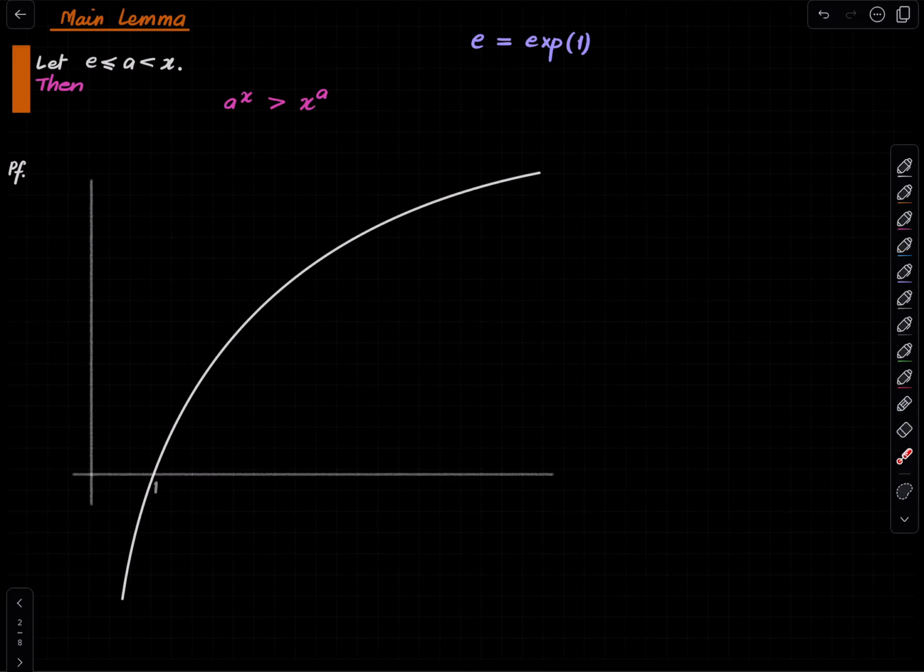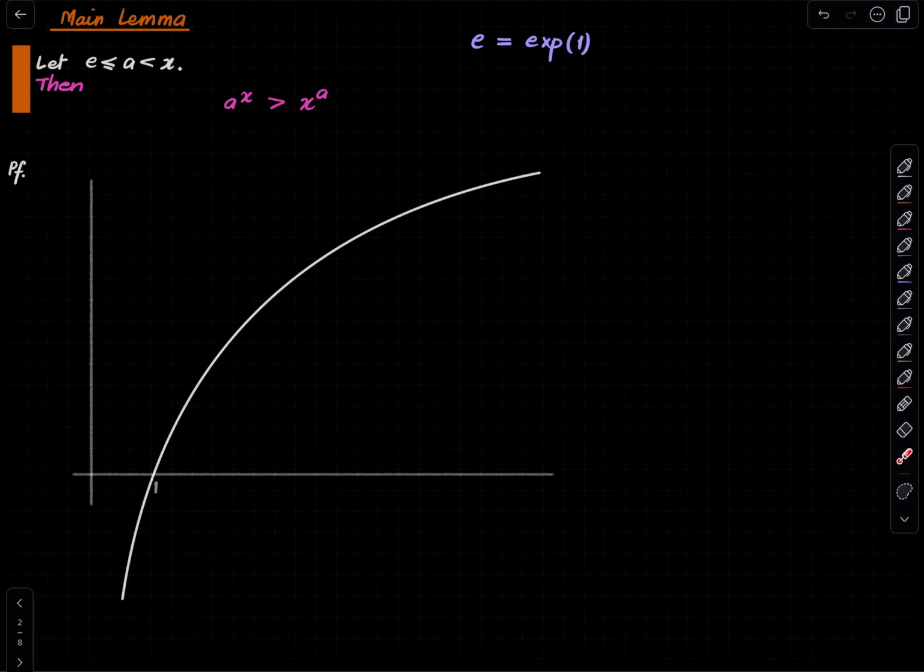Here is our main lemma. This is what we want to discuss. Suppose Euler's number, which is the exponential of 1, is at most a and a is strictly less than x. If this happens, then we want to show that this happens. It's not obvious why this should be true. First we will give an intuitive explanation of it, and then we will also look at a formal proof. There may be many ways of doing it, but I think the intuitive explanation we are going to offer is of value. It really shows why this is true, because it is geometric in nature.